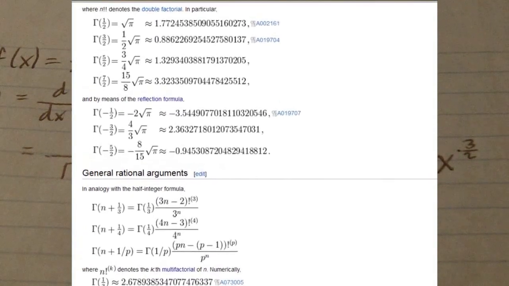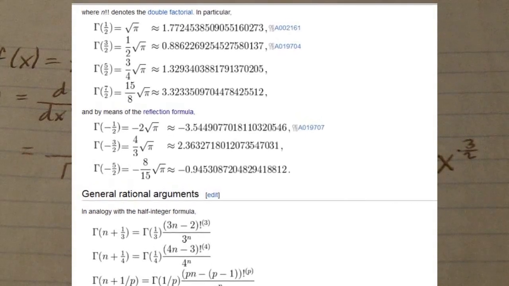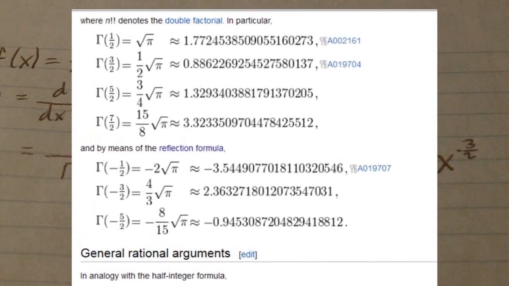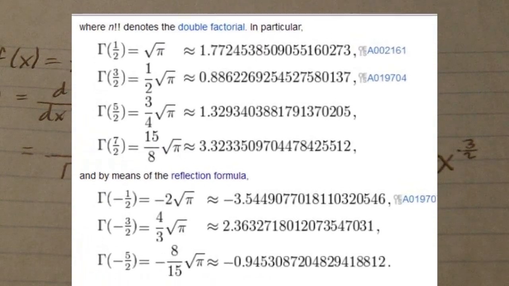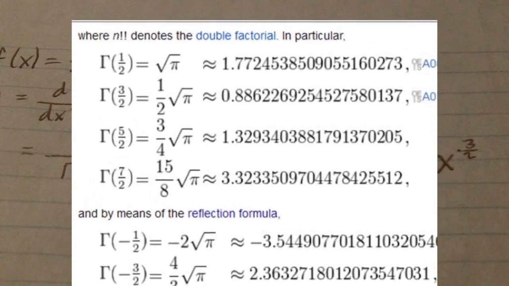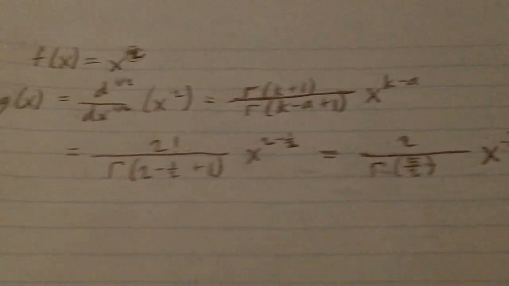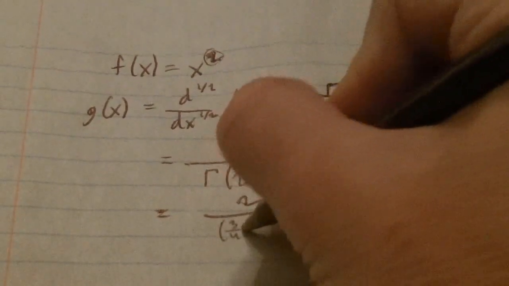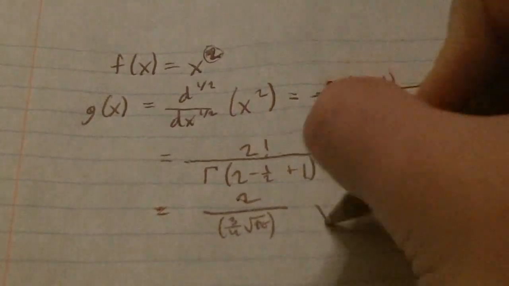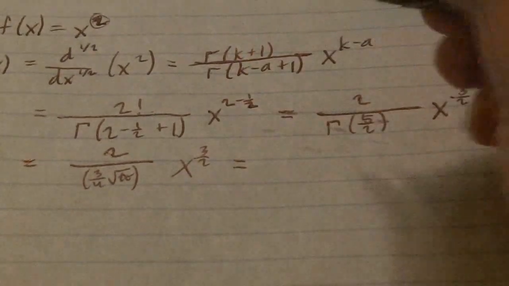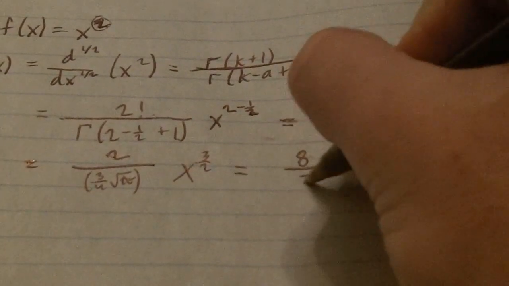So that's very fascinating, and we'll see time and again that the square root of pi is very well linked to the gamma function. We see it recurring in multiple instances. But since we know gamma 5 halves is equal to 3 square root of pi over 4, then we can make that substitution. And so it's 2 over the quantity 3/4 root pi times x to the 3 halves. And after that, we can simplify that fraction, and we get 8 over 3.